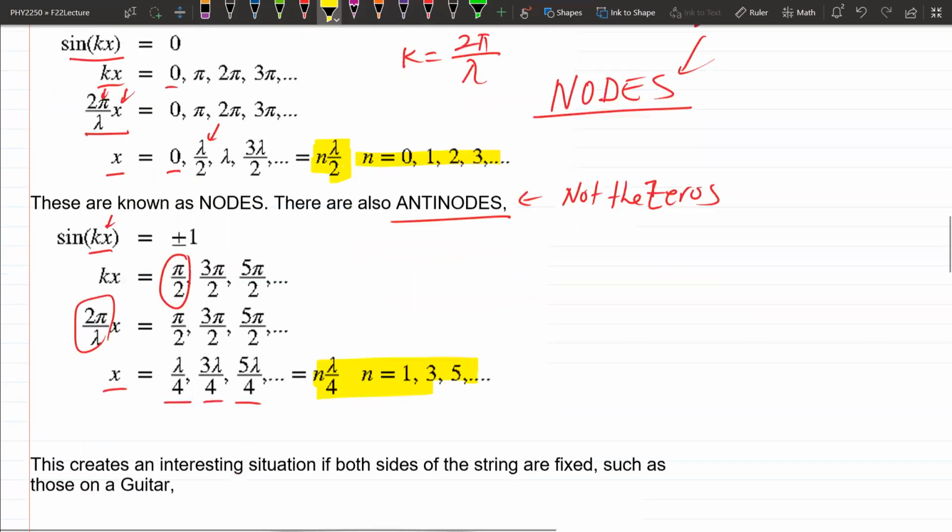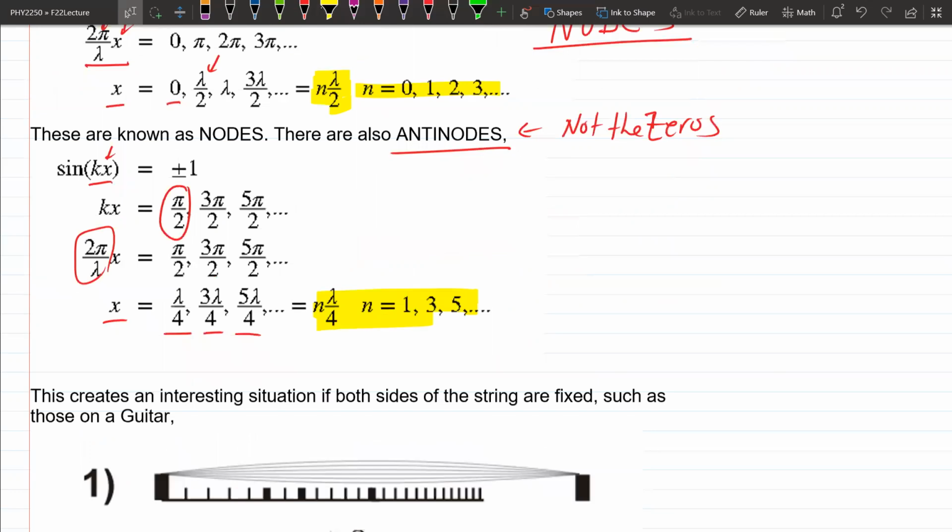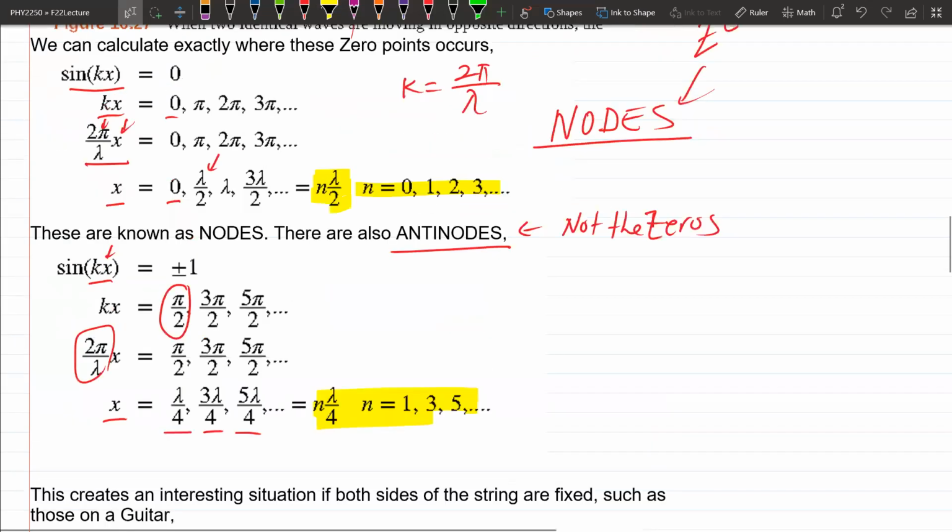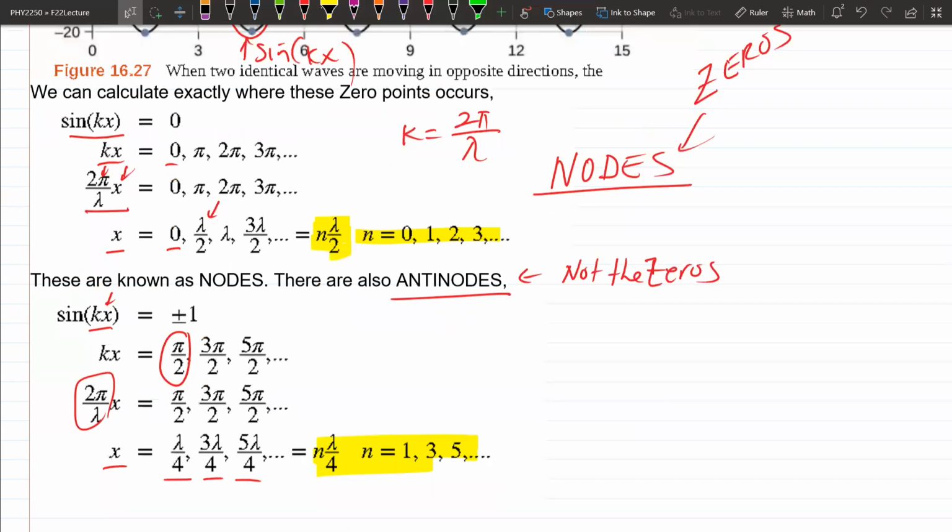But here's the tricky part. Be careful. You count only the odd numbers, 1, 3, 5, 7, 9, 11, because the even numbers will actually give you the nodes. Any questions about this? It's interesting that depending on the wavelengths of the wave you're sending in, the x positions of the nodes and antinodes change.